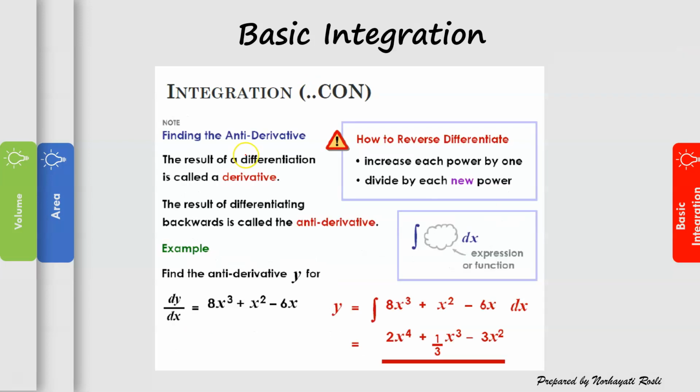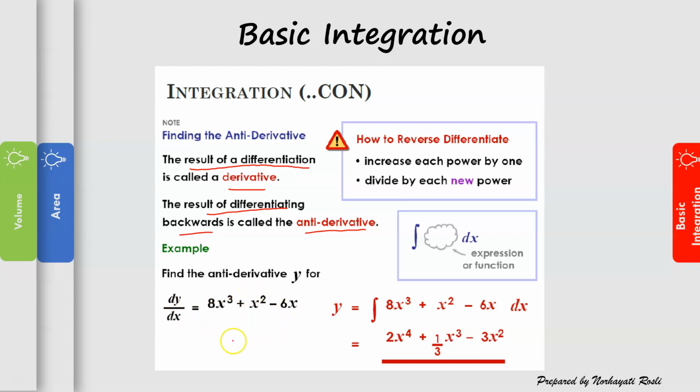Now we want to know about finding the antiderivative. What does antiderivative mean? The result of differentiation is the derivative, meaning that when you differentiate a function, you get the solution, and we call it the derivative. However, when we go backward, the result of differentiating backwards, we call the antiderivative. If I ask the question to find the antiderivative of y, it is the same as asking you to integrate the function.